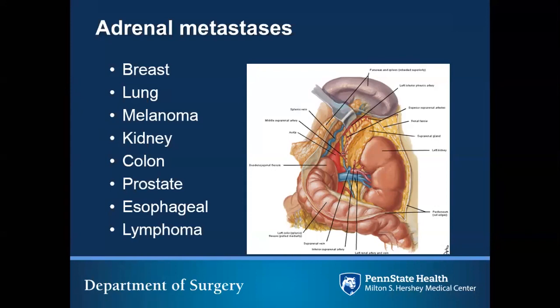There are good data, especially for breast cancer and for non-small cell lung cancer, as well as melanoma, that resection of an isolated metastasis, even though it means stage 4 disease, offers the patient better disease-specific outcomes than chemotherapy alone. That's a little bit of a broad statement, but there's good data to support that.